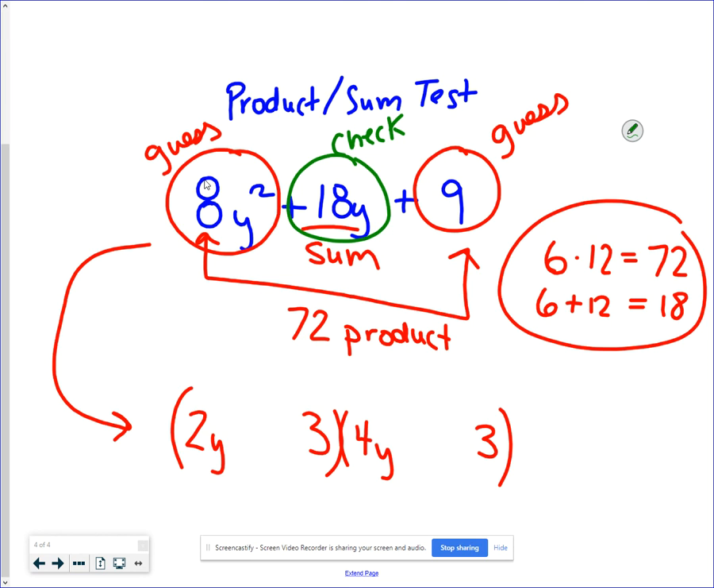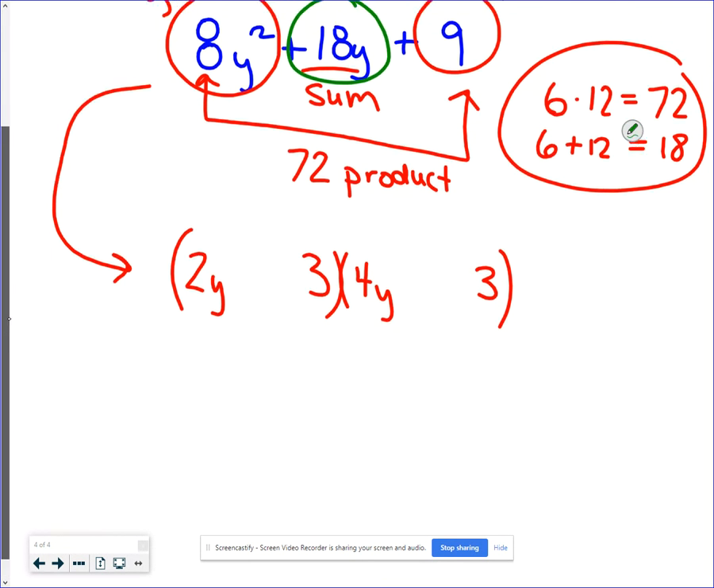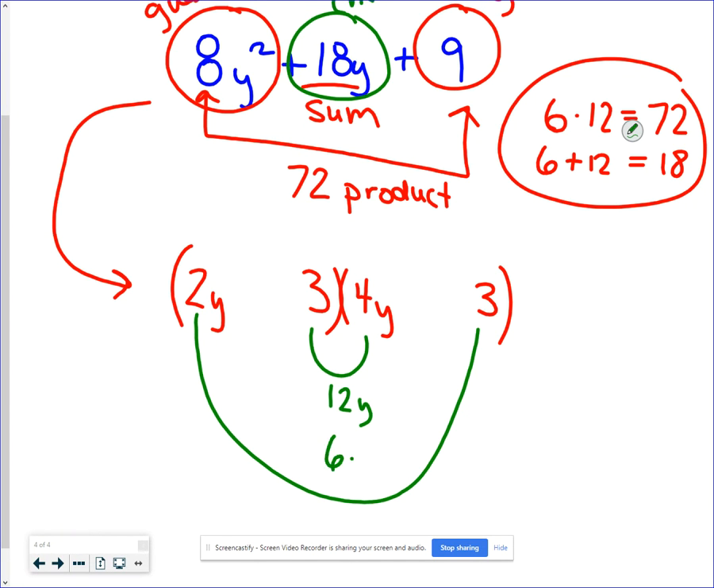So let's check it. We haven't put any signs in yet, because you don't do that until after you check it. So you're going to go 3 times 4. Multiply these together. 3 times 4 is 12y. Multiply the last two numbers. 2y times 3 is 6y. What do we want in the middle? 18y. Can we make 12y and 6y 18? Yes, we can, if they're both positive. So I'm going to put a plus sign here and a plus sign here.